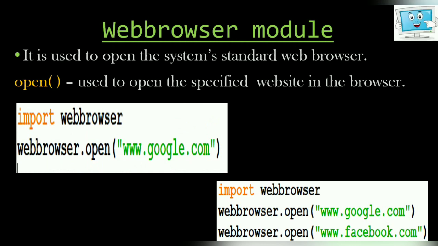In the last class we have learned about the various modules like string module and its functions and the functions of random module. So today we are going to learn about some more modules. The first is web browser module.